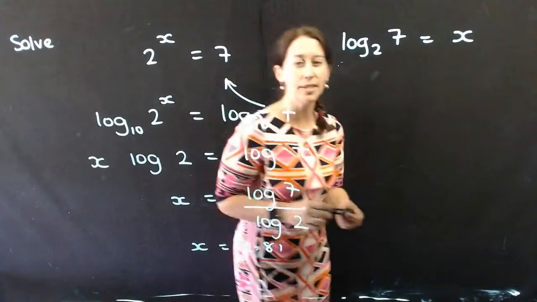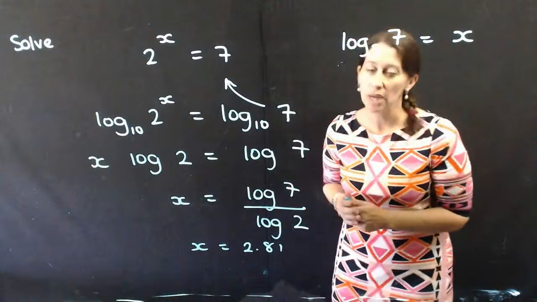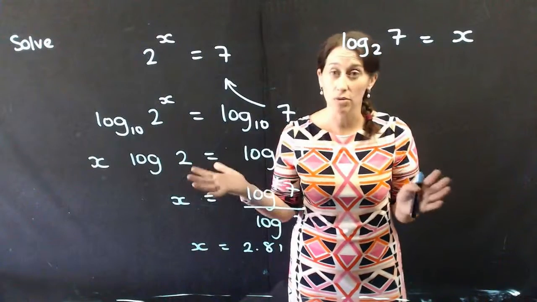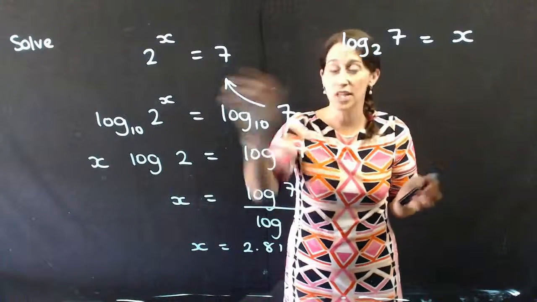Taking logs of both sides is a very, very useful method and used all the time to calculate log equations without being able to use the equivalence formula.